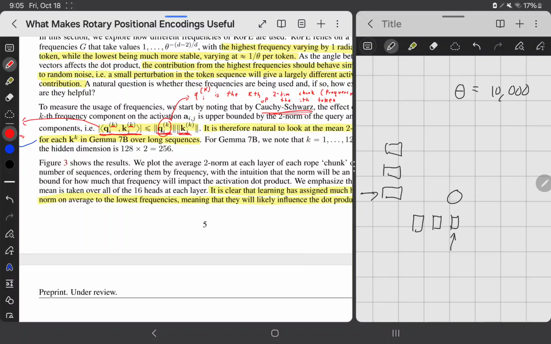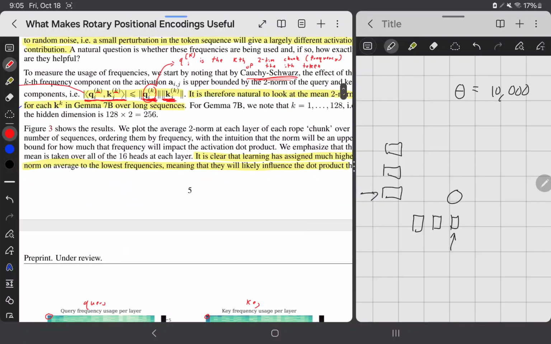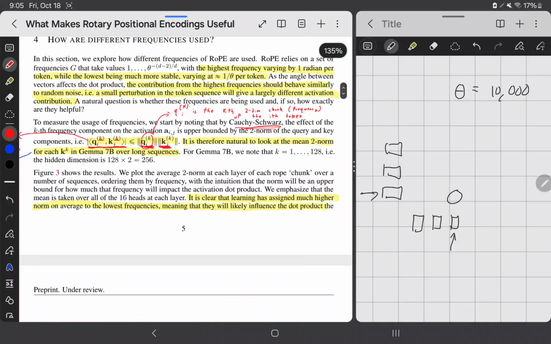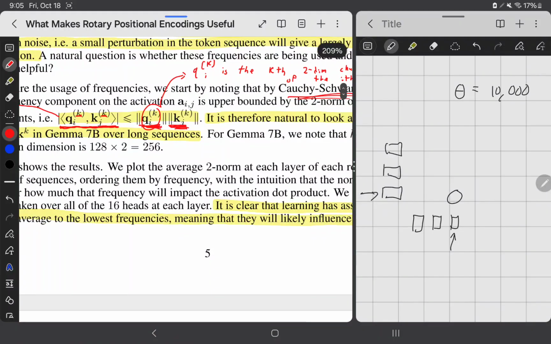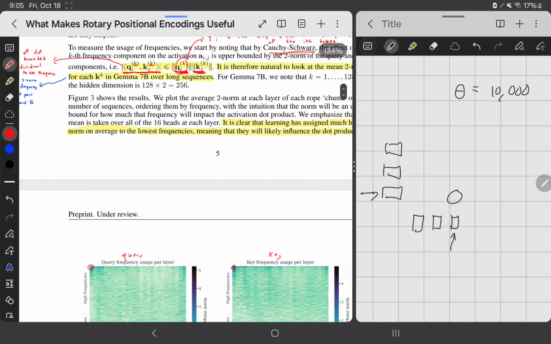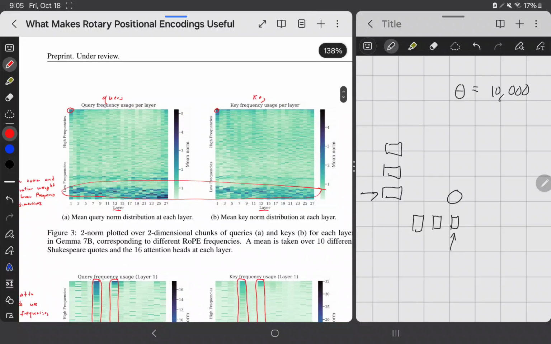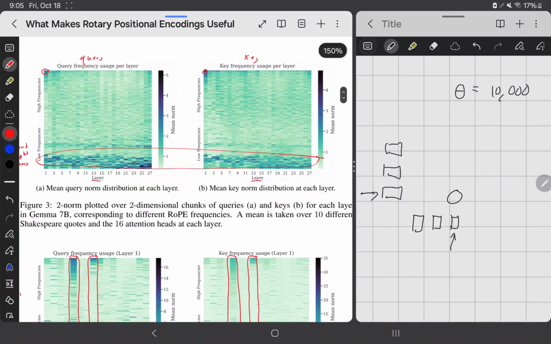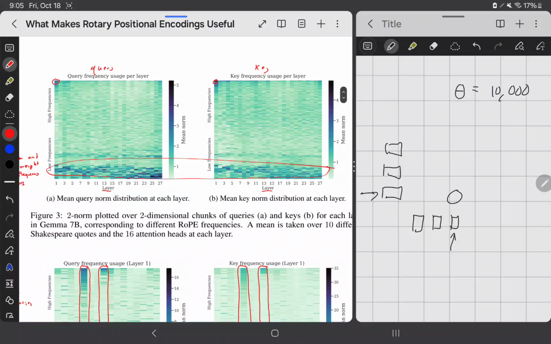Basically, for the kth frequency, the inner product is bounded by the individual inner products. So they look at the individual magnitudes of the queries and the keys. The magnitude of the inner product is bounded by the magnitude of the individual vectors. So we look at that. These are the queries. This is an average magnitude over layers and over the dimension.